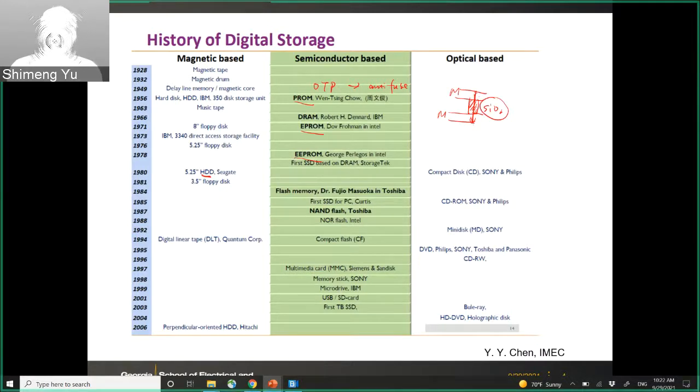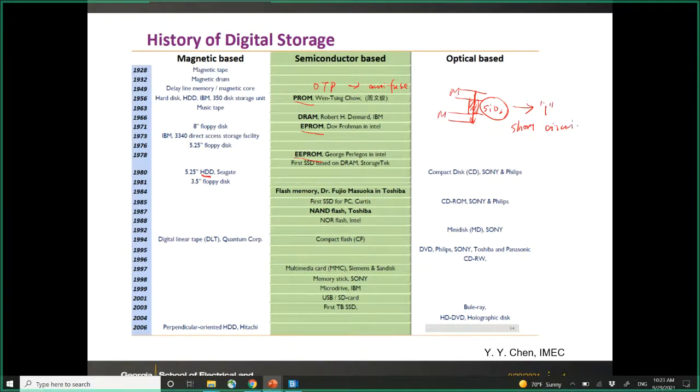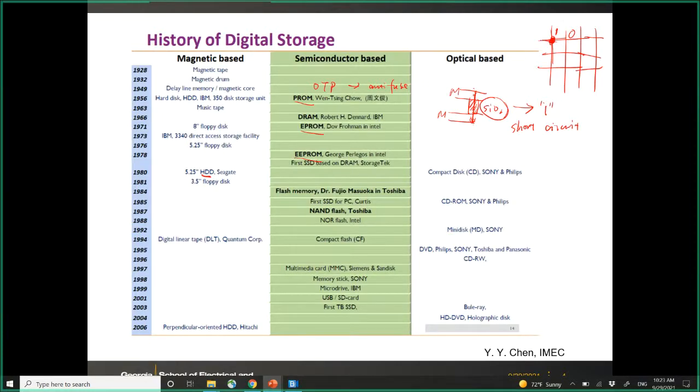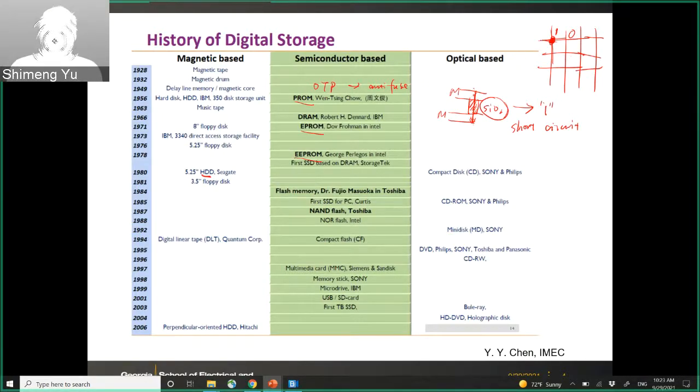To program means you apply a large voltage across that, then you permanently break down this one and make it a short circuit. So you can write the data 1 there. That is a short circuit. If you think about an array like this, with the metal wires, if you break down the isolation between those two, then you write 1 there. If you don't do that, then you still have 0. So you can do it only once, because after you break down, you cannot reverse that. It's like an anti-fuse, so you can write the data in once.